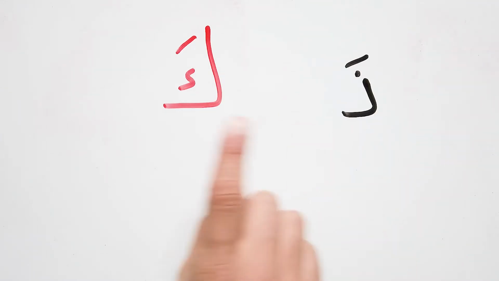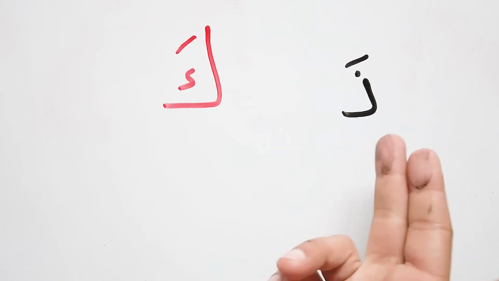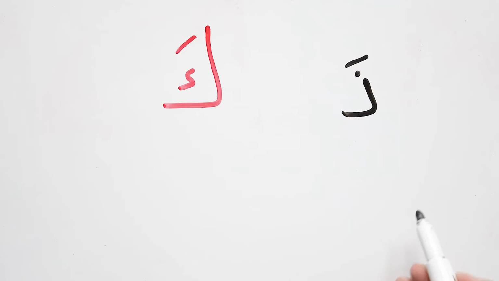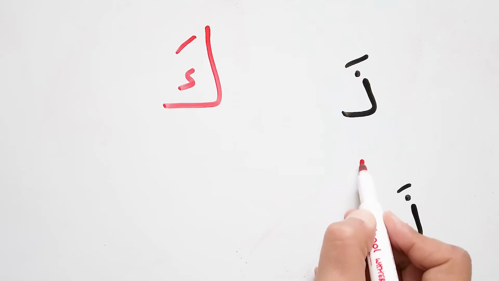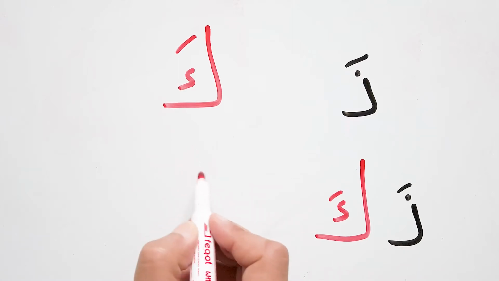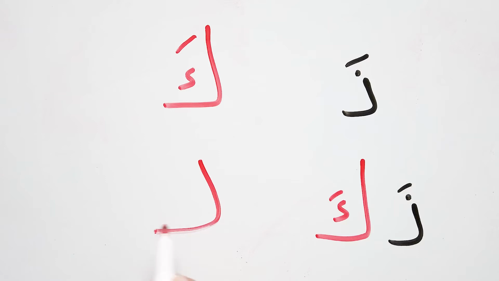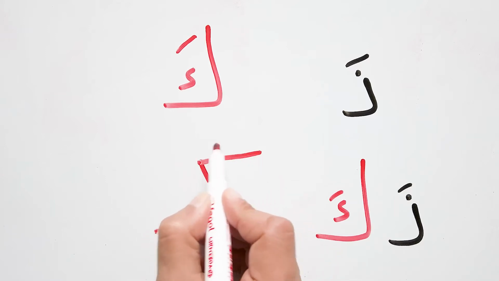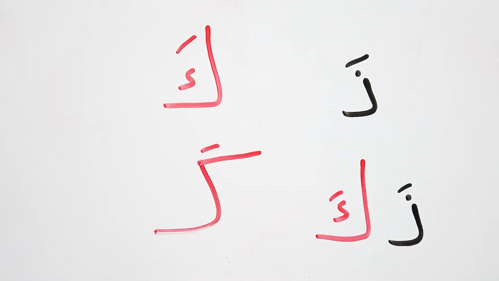So now we have the and ka. Let's make two words out of them. The first word, let's connect the to ka. Okay, let's see. The ka. Let's invert ka. So we will have ka in the beginning of the word. Ka. The.